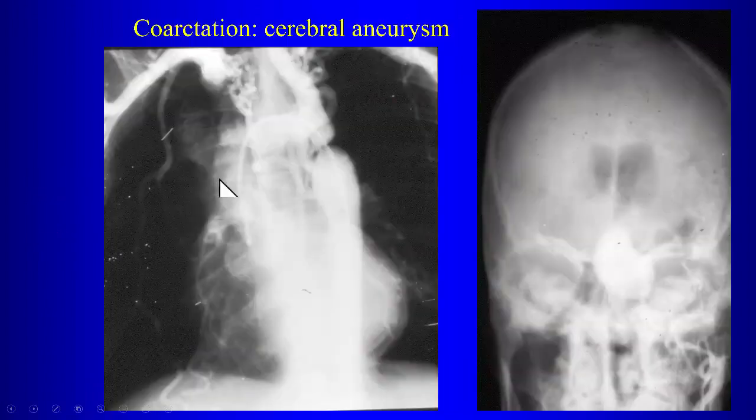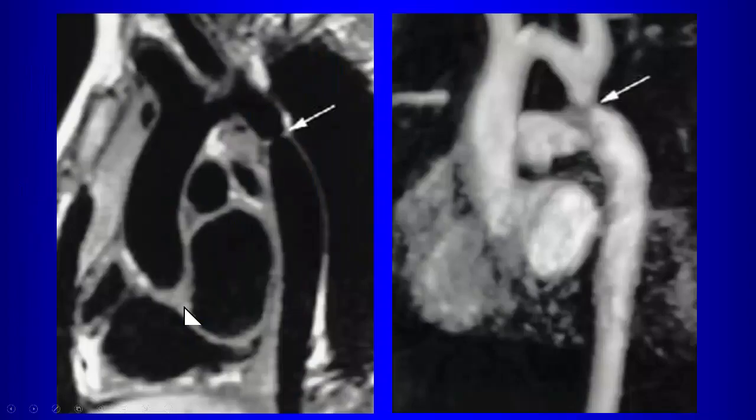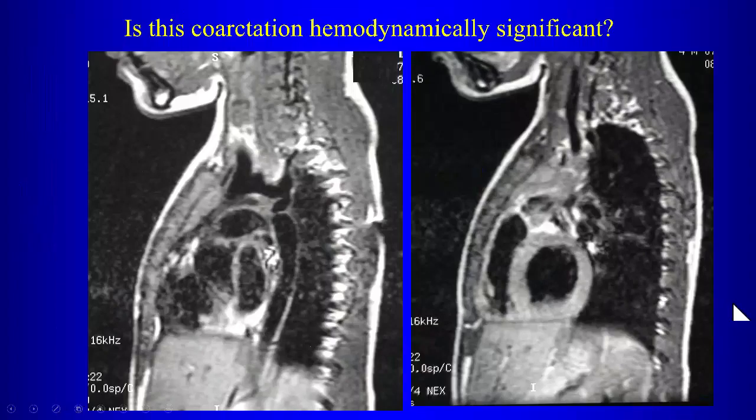In these cases, it can be associated also with cerebral aneurysms. Coarctation can be associated with cerebral aneurysms. Dilated internal mammaries, dilated intercostal vessels. If we see that, that tells us that the coarctation is hemodynamically significant, right? So here's our coarctation, nice demonstration with MR. This one has left ventricular hypertrophy, has coarctation there.